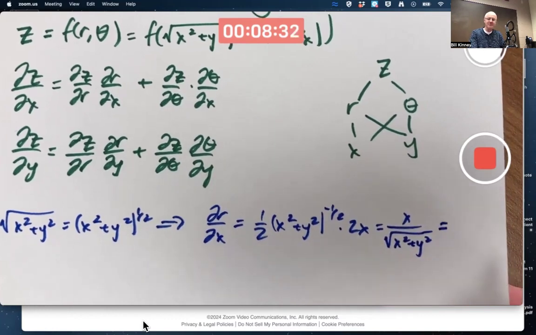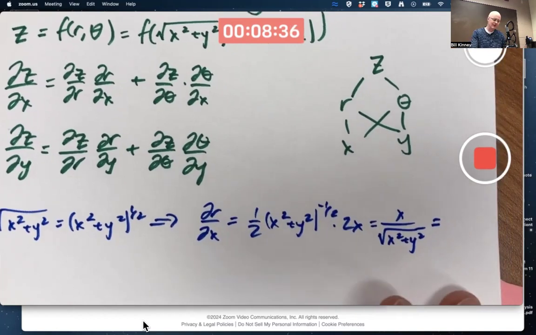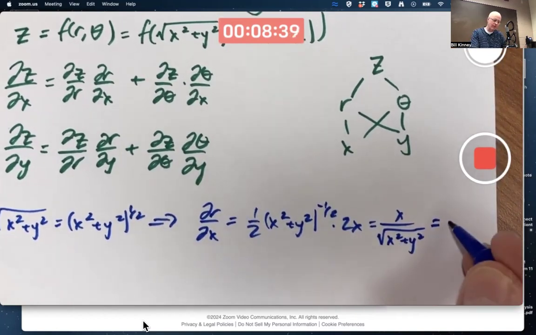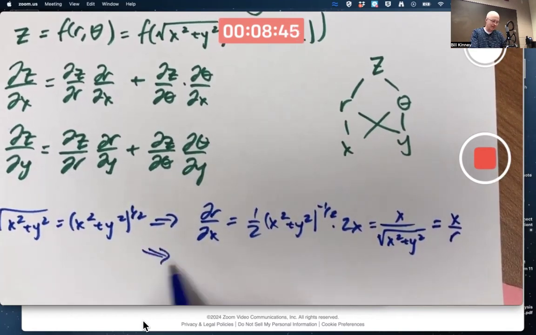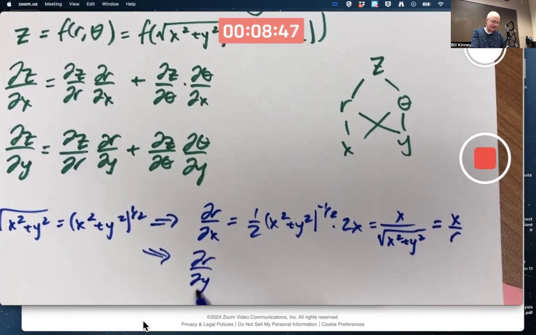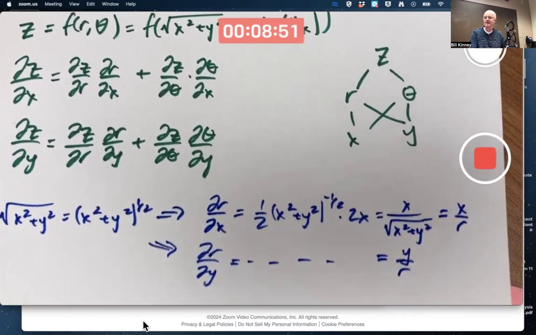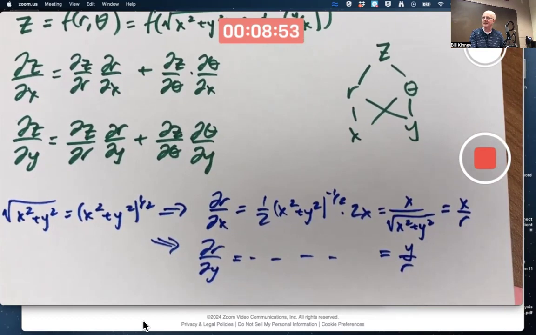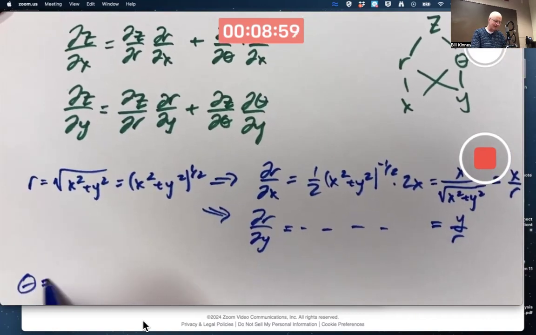And that, while it's true that's the derivative of r with respect to x, could also, using the fact that the square root is r, be written as x over r, which is kind of convenient. The partial of r with respect to y is something similar, except you get y over r in the end. Kind of convenient. How about the partial of theta with respect to x and y?